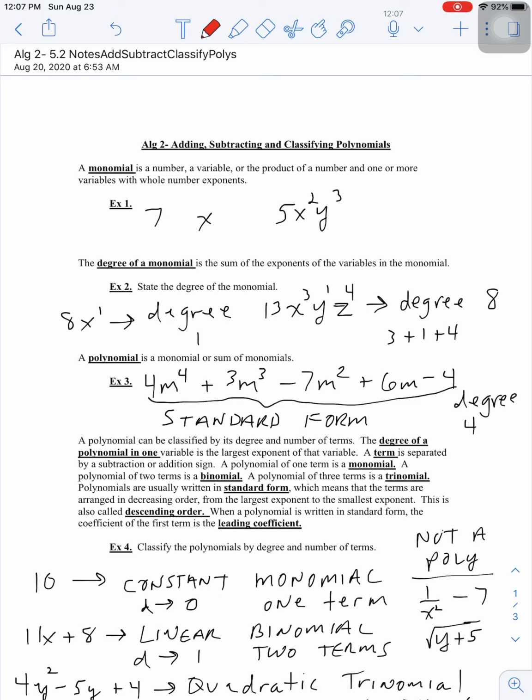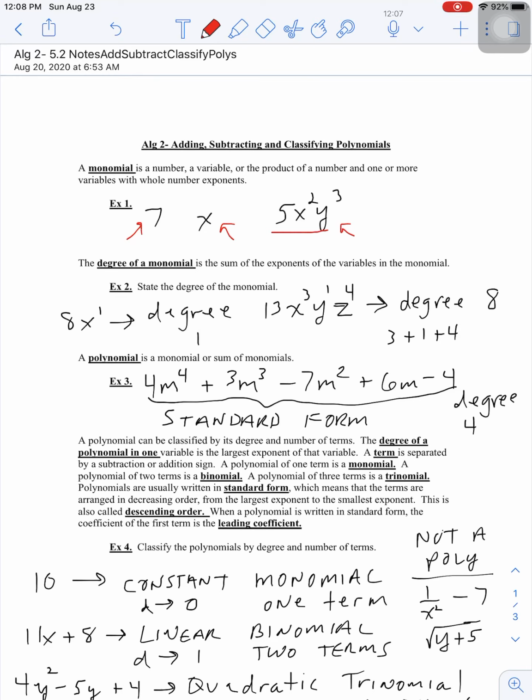A monomial is a number, so I drew a 7. Could be any number. A variable, I wrote an x. Could be any variable. Or the product, meaning multiply, of a number and one or more variables with whole number exponents. So we have 5x squared y cubed. The 5, the x squared, and the y cubed are all being multiplied together, and they constitute one thing. If you think of the word monomial, mono means one.